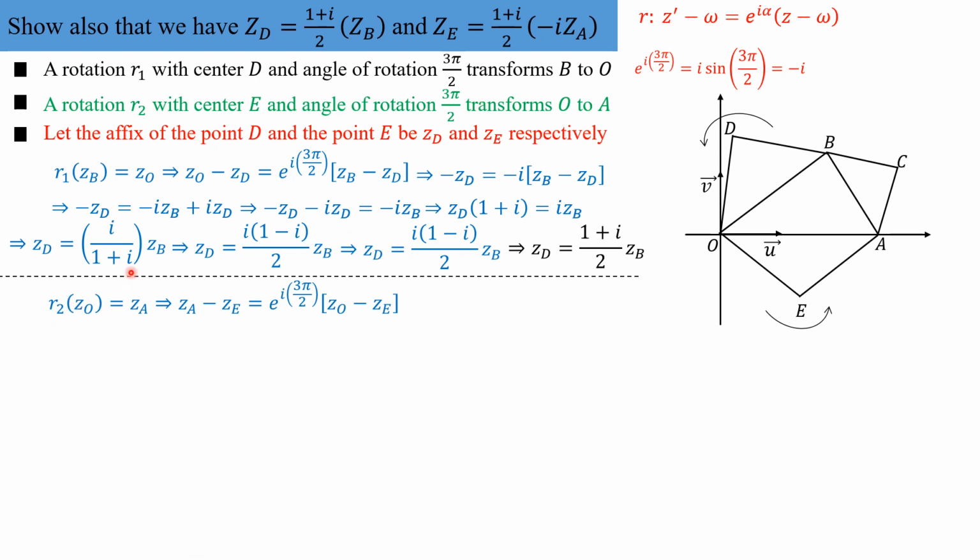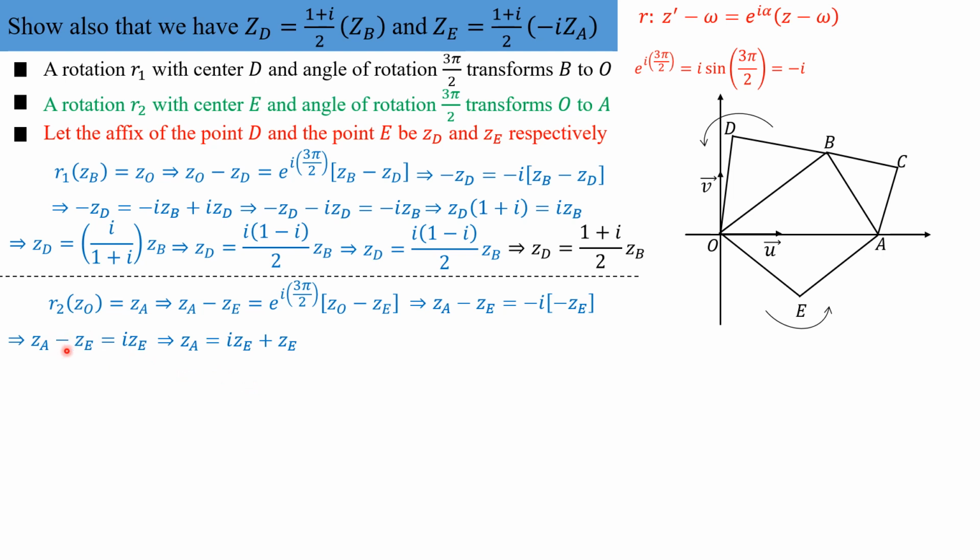Now let's look at the second proof. We now consider the second rotation, which is taking the point O to the point A. The angle of rotation is 3π ln 2 and the center of rotation is E. Alright, so we just replace our ZA with the output, our ZE with the center. The angle of rotation is 3π ln 2, the input is ZO, and the ZE is still the center. Now e raised to the power 3π ln 2 is negative i, ZO is 0, so the left hand side still remains ZE minus ZE. The right hand side now you have negative i times negative ZE. Alright, so with that we multiply negative i times negative ZE, just gives us iZE.